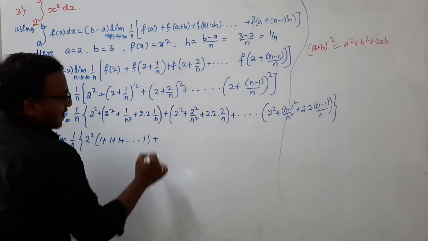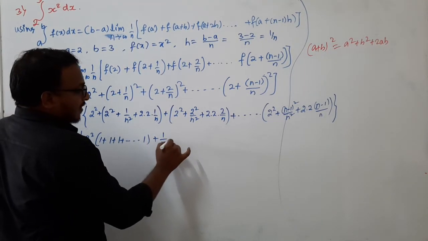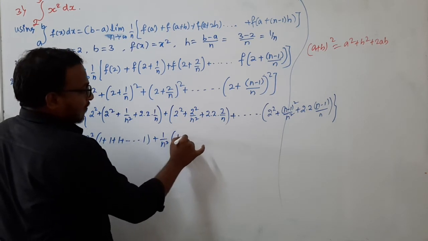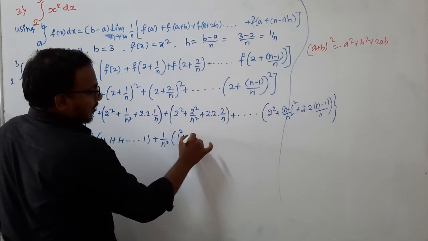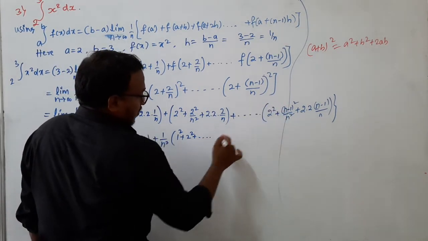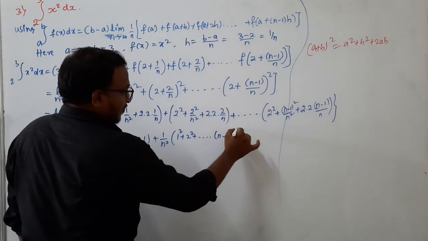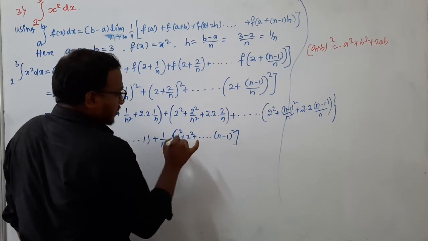Next plus, I am taking 1 by n square as a common. The remaining values are 1 square, 2 square, 3 square, and so on up to how much? n minus 1 square.